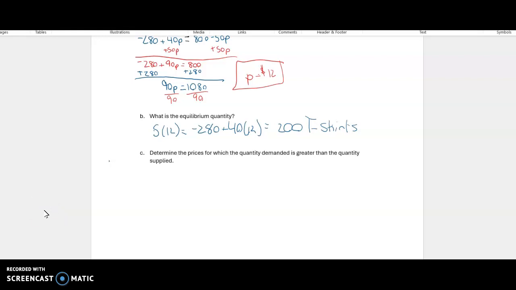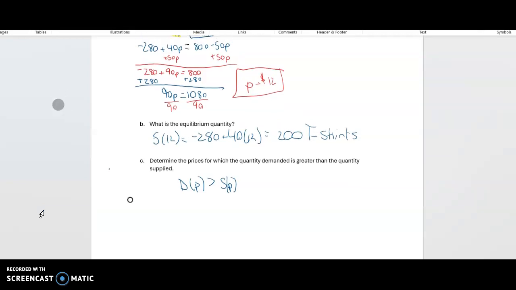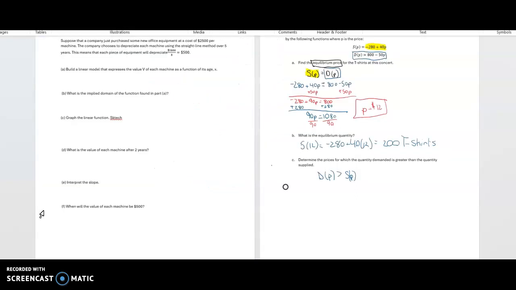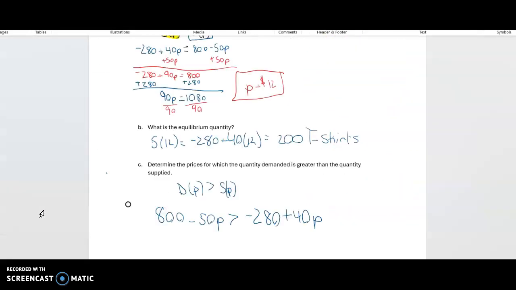Lastly, for this problem, we need to find out when the prices for quantity demanded are greater than the quantity supplied. So we're finding out when D of P is greater than S of P. So we are going to take the equations and set up an inequality and solve said inequality. So I'm looking at my equations, and I can say that D of P, 800 minus 50p, is greater than negative 280 plus 40p.